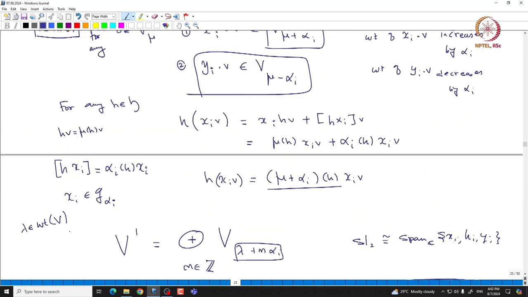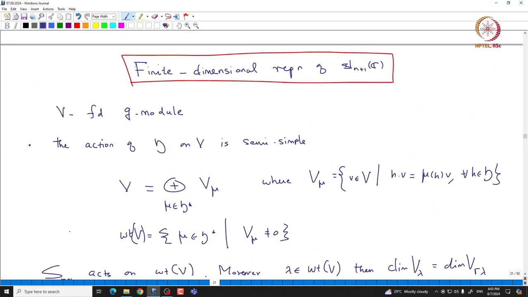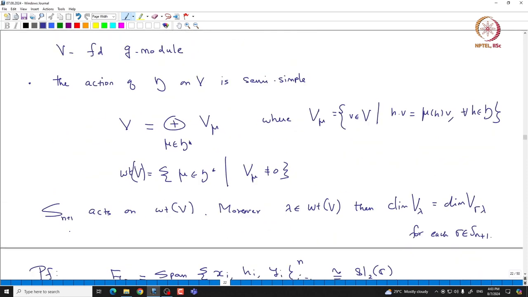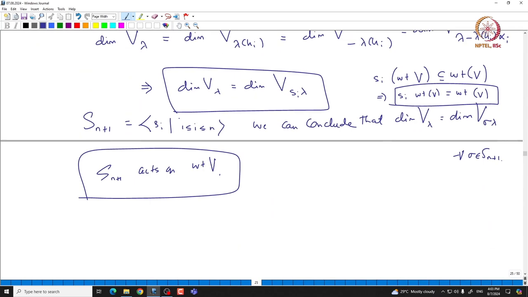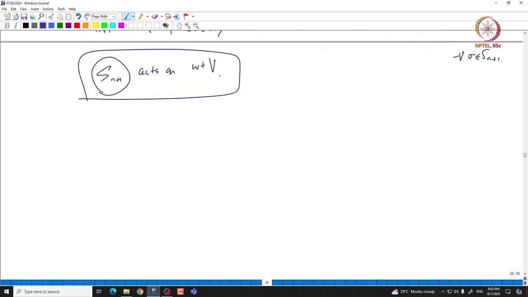So, if you are interested in understanding any given finite dimensional representation, first we observe that we have the action of H on this V. That is indeed semi-simple and that gives you the weight space decomposition. Once you have the weight space decomposition, we can ask the natural question: what are all the weights that are available and what will be the multiplicities. Now we have observed that to understand the weight multiplicities, it is enough to understand the weights modulo this S_{n+1} action. That is what we will be doing later.